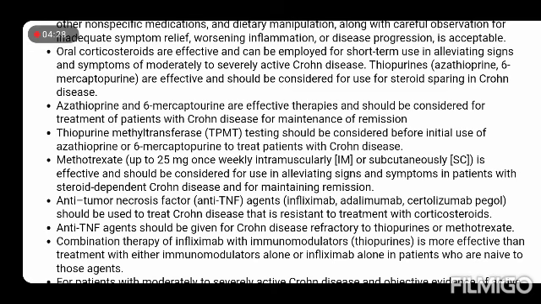Methotrexate. Methotrexate up to 25 mg once weekly intramuscular or subcutaneously is effective and should be considered for use in alleviating signs and symptoms in patients with steroid-dependent Crohn's disease and for maintaining remission.